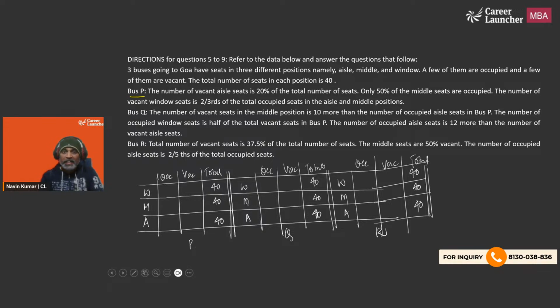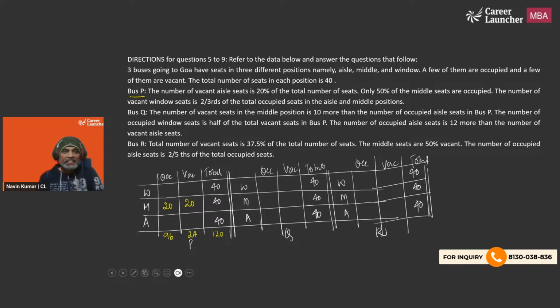Out of that, 20% is vacant. So that means 24 is vacant. The remaining is going to be 96 that are occupied, because total is 120. Now, only 50% of the middle seats are occupied. 50% of middle seats, that would mean 20. So 20 are occupied, that means 20 are vacant.